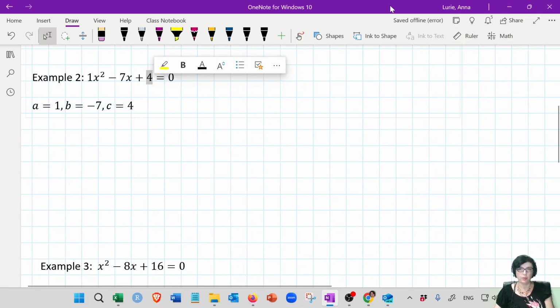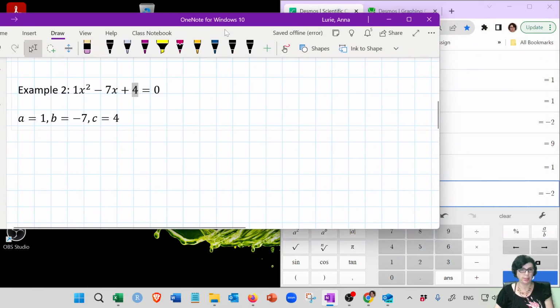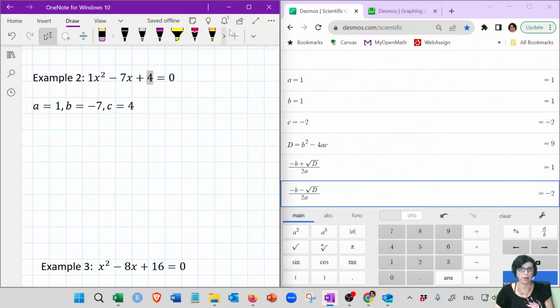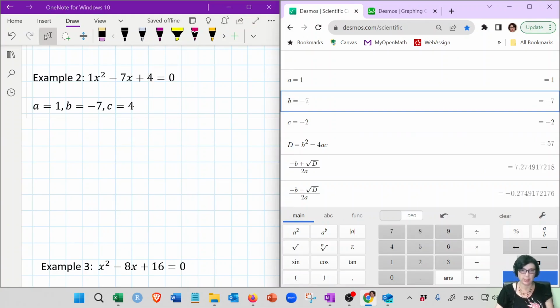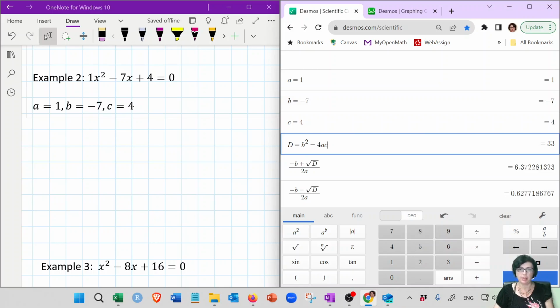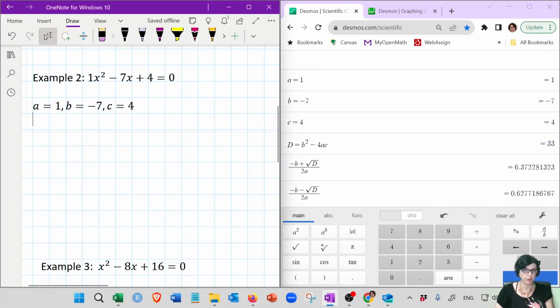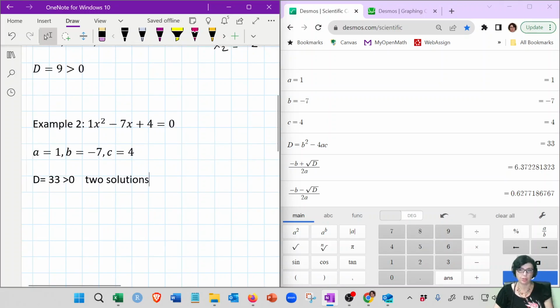Okay, so then all we're doing is just putting this into Desmos and figuring out how many solutions we're going to have. So a is still 1, b is now -7, and c equals 4. What it does, it tells me that d equals 33. So that's the first thing that I need to note, that d equals 33, which tells me because it's positive, I have two solutions. But when we look at the answers, they are not nice. And also discriminant 33 is not a complete square. It's not a square of some number.